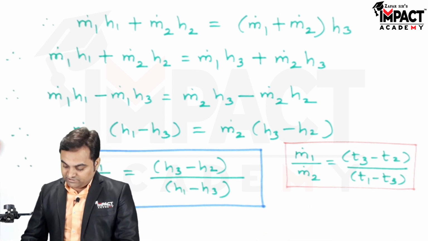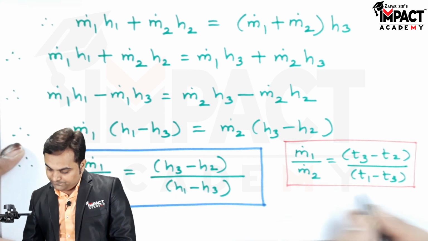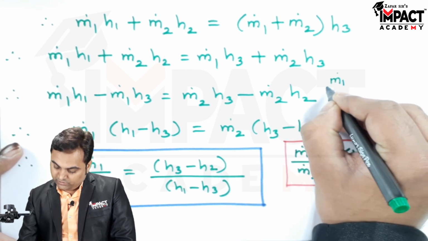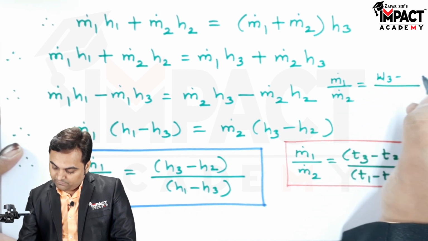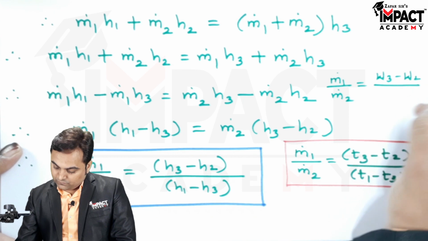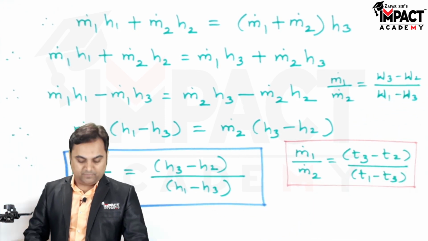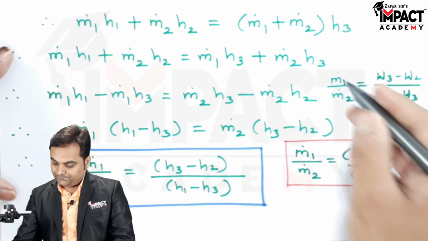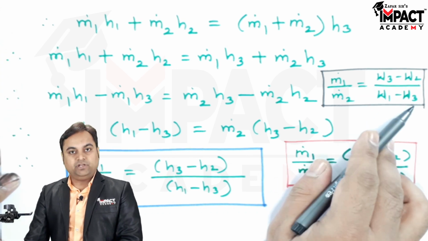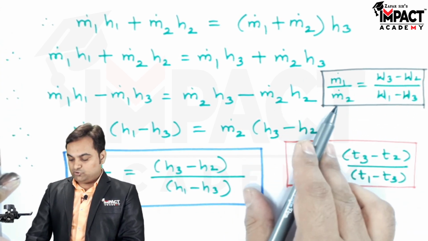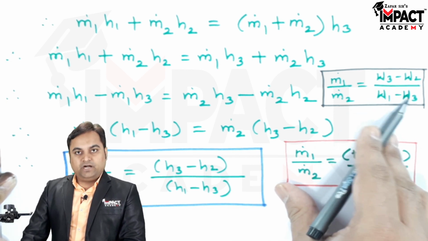And similarly, the relation can also be expressed in the form of specific humidity, that is m dot 1 by m dot 2 is equal to W3 minus W2 upon W1 minus W3 by using the same approach as in enthalpy. So by using this relation, we can get W3, that is if the ratio of mass is known, and that would be the specific humidity for the outgoing air.